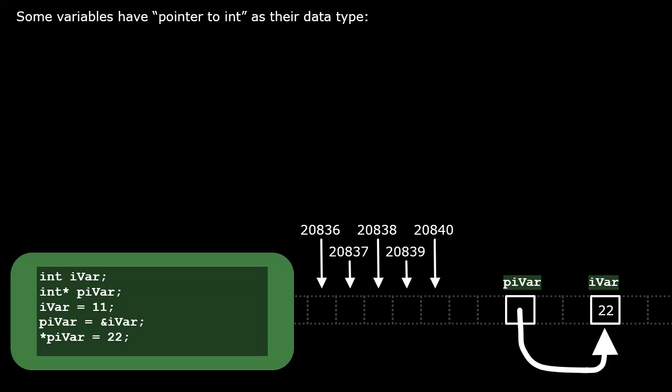You can also indirectly modify this integer by putting it on the left-hand side of an assignment. Note that this causes a side effect of affecting ivar's value.